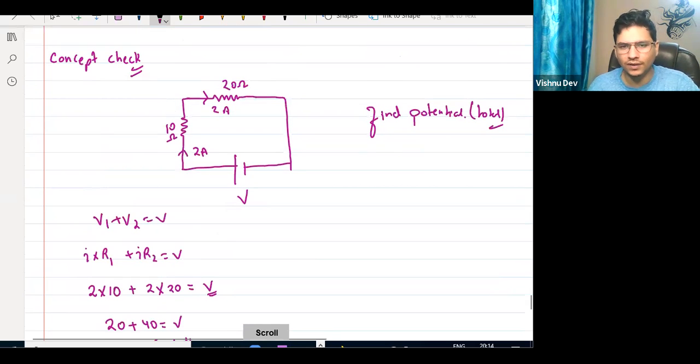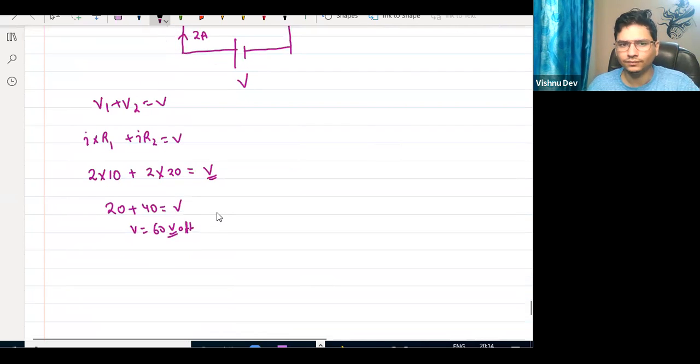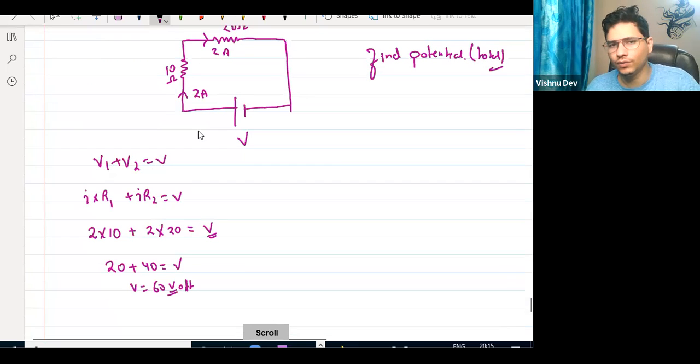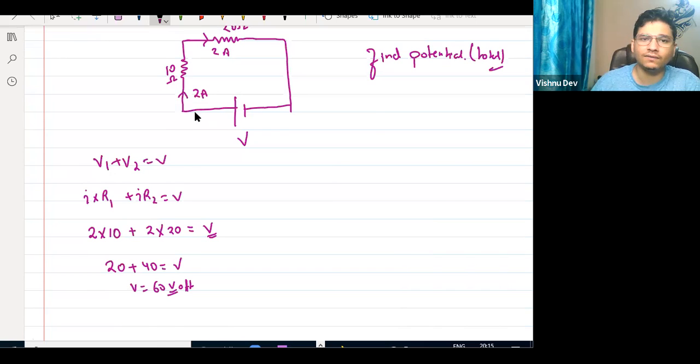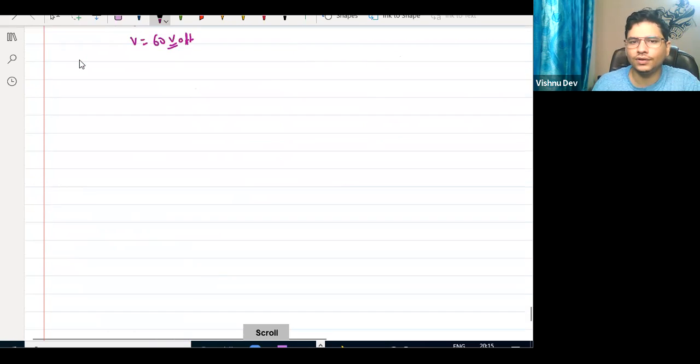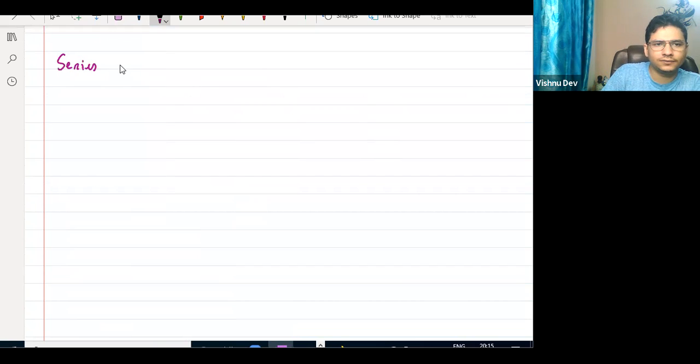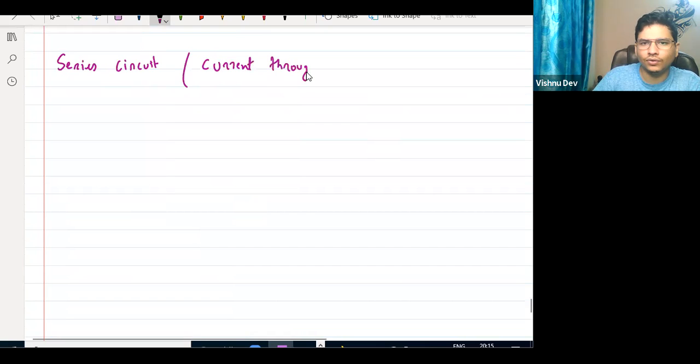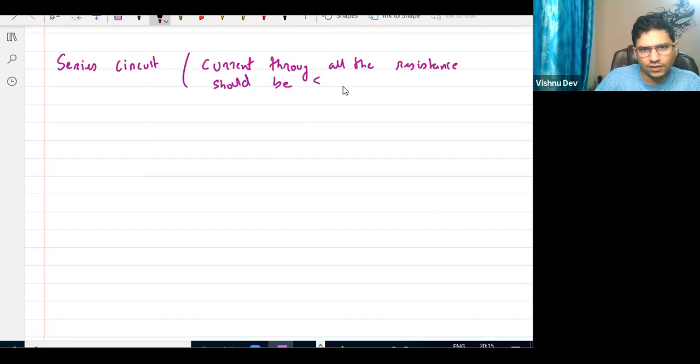So everyone understood this concept, yes or no? Okay. Now here we have two resistances or three resistances, but all of them are in one single circuit. This kind of circuit is called a series circuit. In a series circuit, the current through all the resistances should be the same. For example, I am telling you again: suppose this is a battery and we have three resistances.